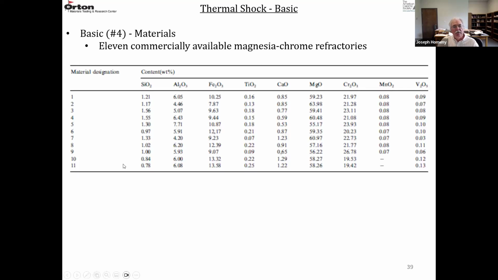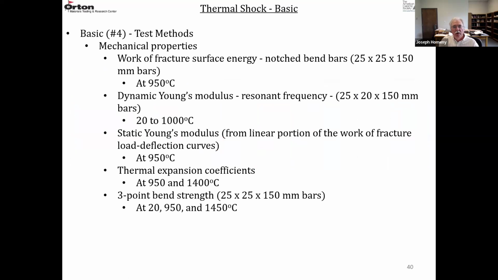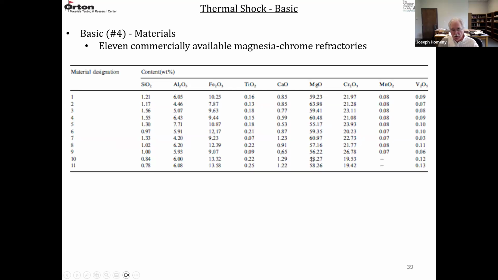So these are the compositions of the 11 nichrome materials. They're roughly 60% MgO, 20% Cr2O3. You have about 10% Fe2O3, 5 or 6% alumina, and 1 or 2% silica. Typical compositions for a magnesia chrome refractory. So they had to add some MgO to the raw chrome to boost the MgO content up to about 60%.